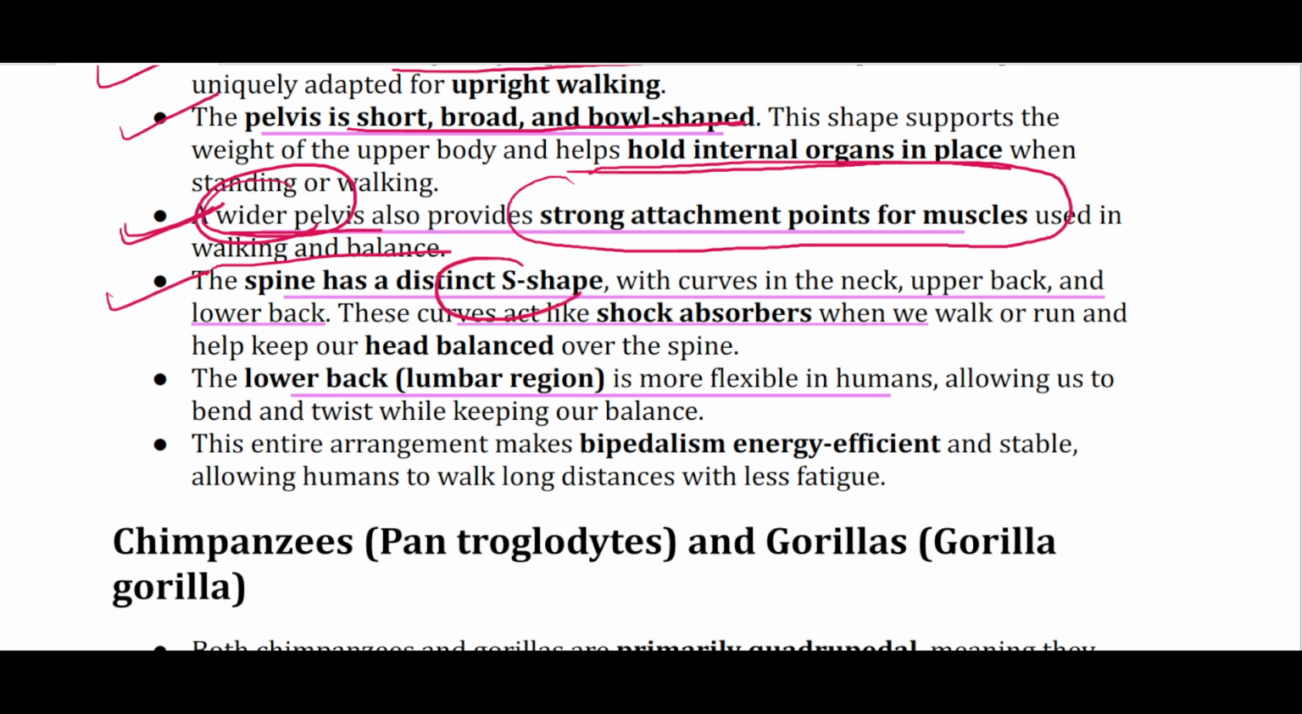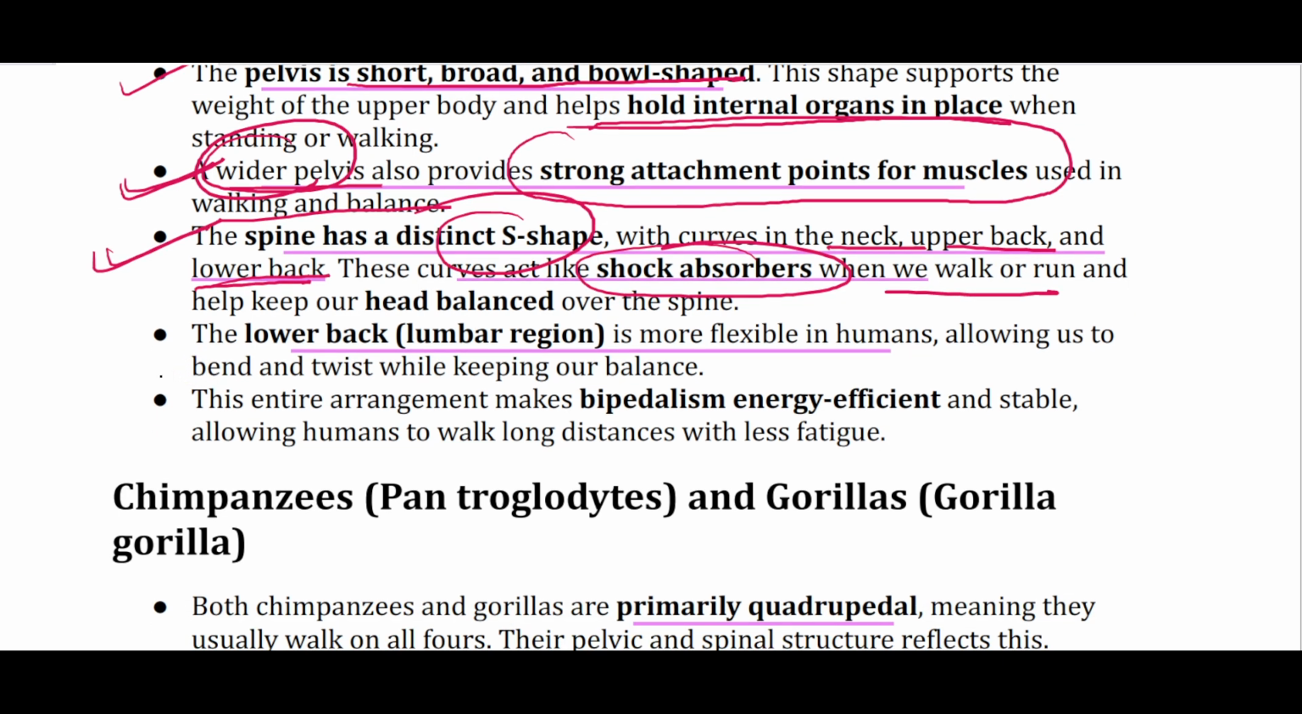Then the S-shaped spine, it has curves in the neck, in the upper back, and in the lower back. Means these flexible points and these curves are like shock absorbers when we walk or run. Then the lumbar region, the lower back, is more flexible in humans. And then it allows us to bend and twist while walking.